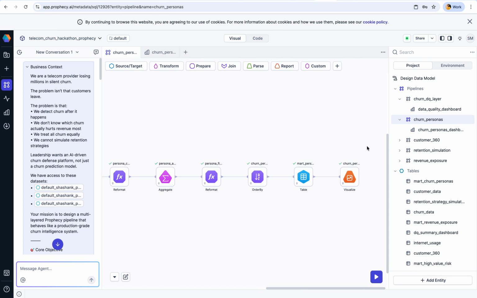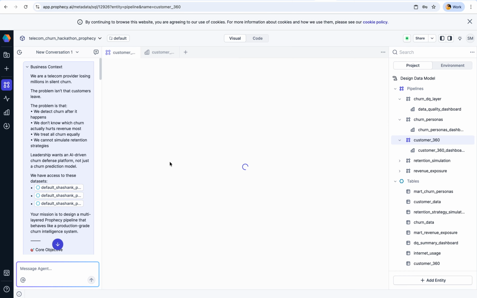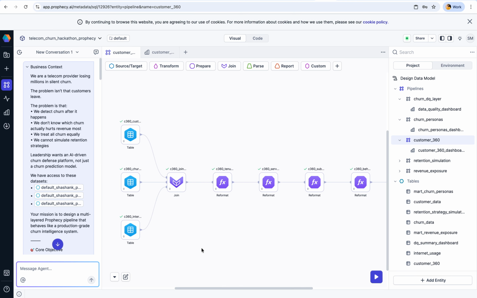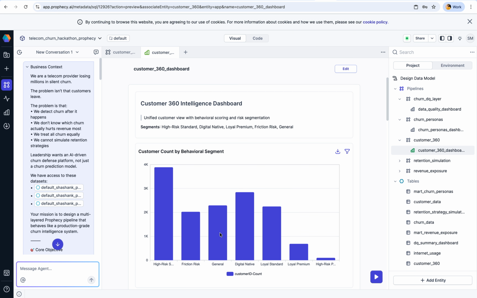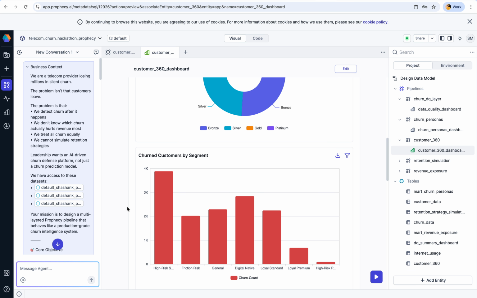Then the focus was Customer 360, which is basically the conformed intelligence layer. Here we joined all three data sources and standardized the data, and then derived features like churn velocity score, loyalty index, service complexity score, and revenue risk score. As you can see, the different visualizations are created.